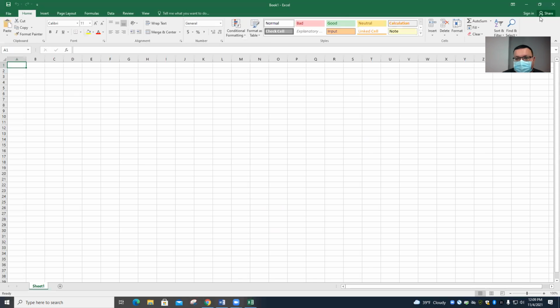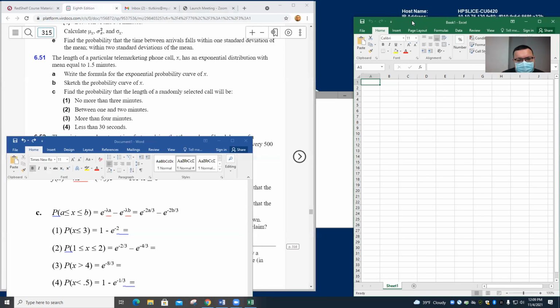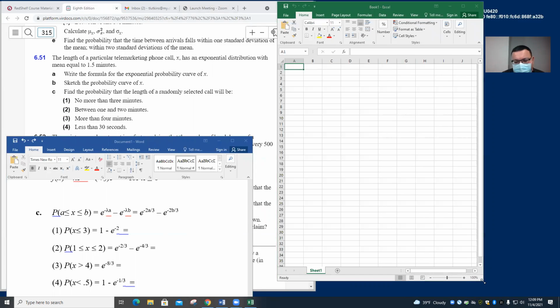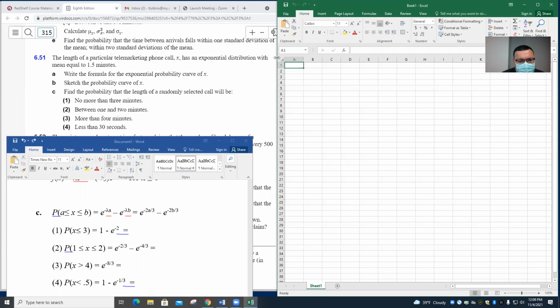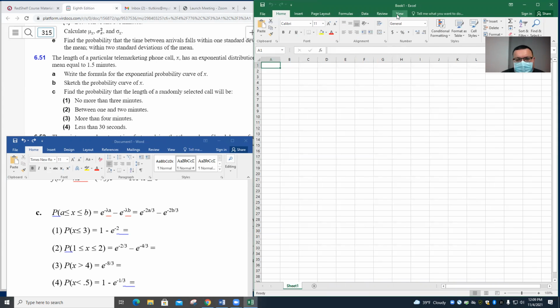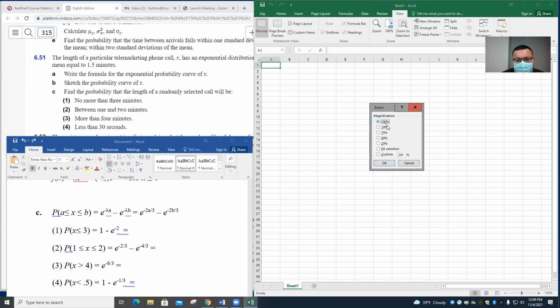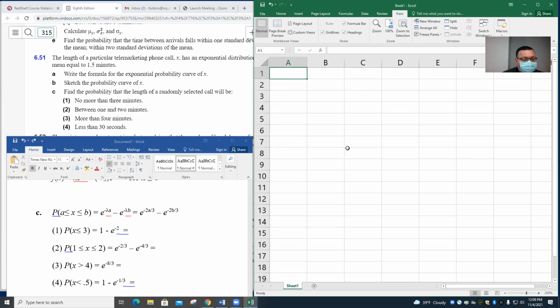So if you wanted to do this in Excel, let me open up Excel right here. I'll open up a new one and make Excel a little bit smaller, and zoom in just so it's easier to see. For part 1, since we're figuring out no more than 3 minutes, we're going to do the probability x is less than or equal to 3. So for that, we have 1 minus e to the exponent of -2. I'll put C there and 1 there so we can keep track of where we're at.